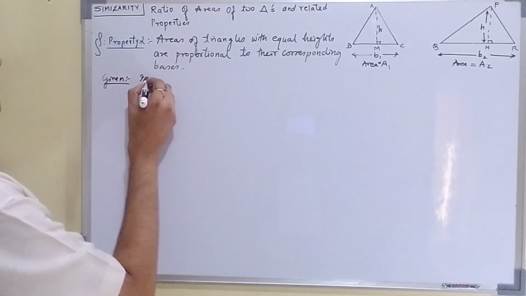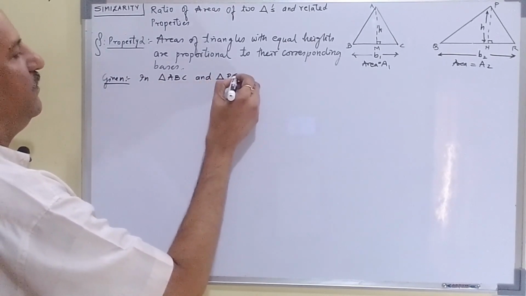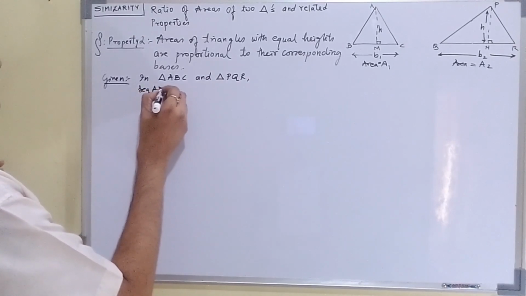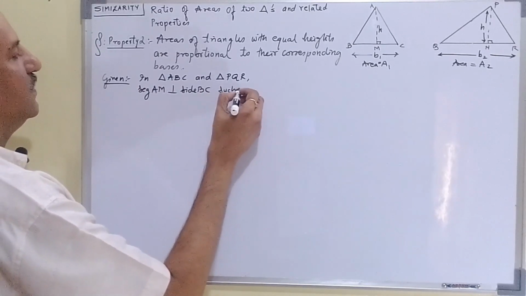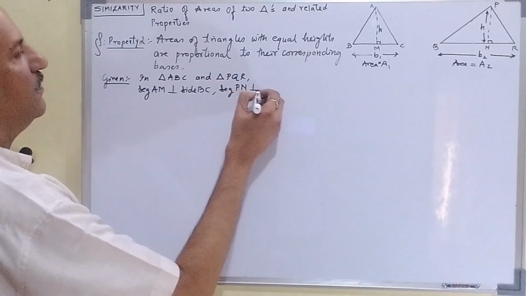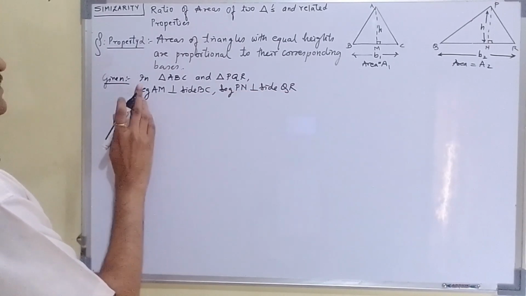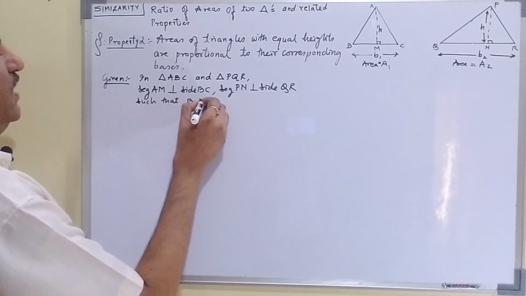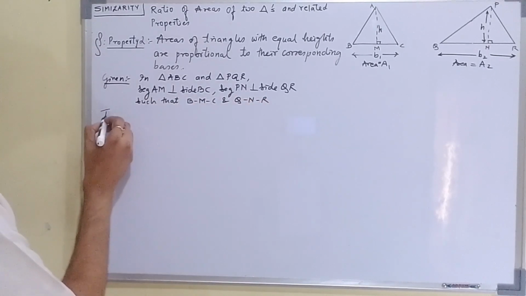So what is given? In triangle ABC and triangle PQR, seg AM perpendicular to side BC, and seg PN perpendicular to side QR, such that B-M-C and Q-N-R. This is the data given to you to prove what you have to prove.